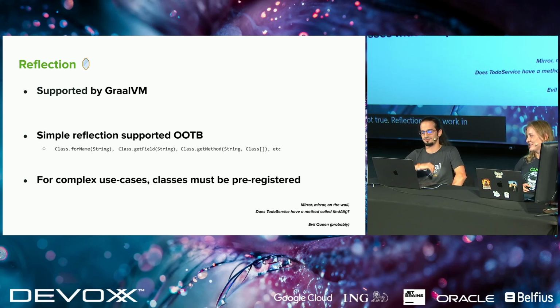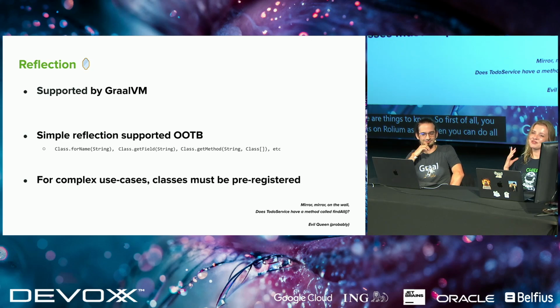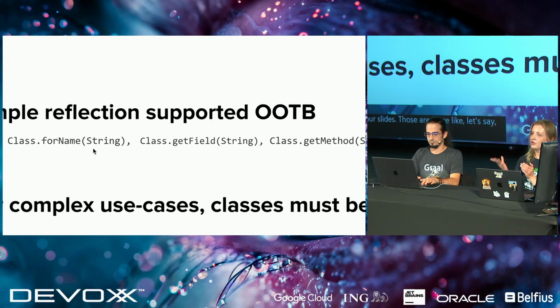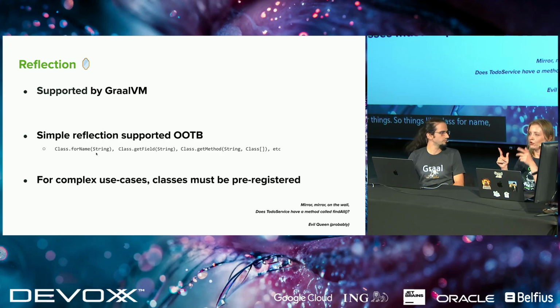First of all, you can run applications on GraalVM as JIT, and then you can do all the reflection you want. Now, when it comes to native image, there is out-of-the-box support for reflection. There is a kind of reflection that will always work with zero config, no config at all. You can see examples here on our slides. Those are more predictable, simpler things, like Class.forName, getField, etc. Native image can detect those calls at build time and provide config out of the box.